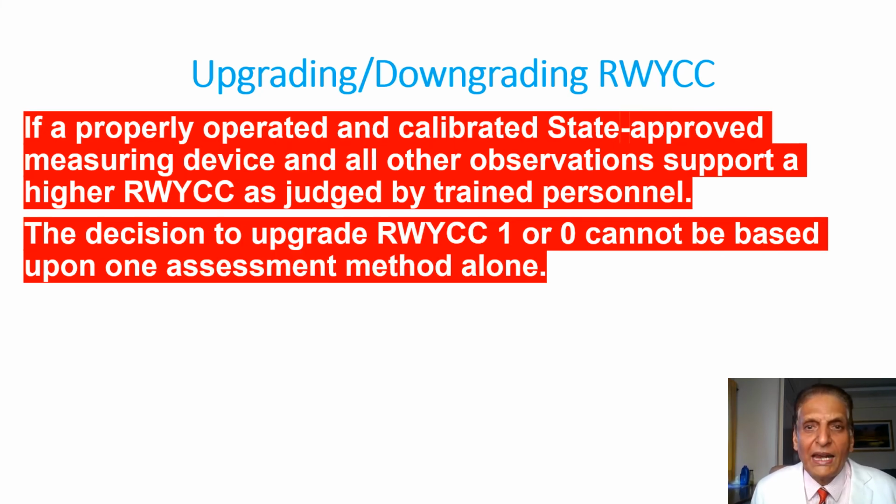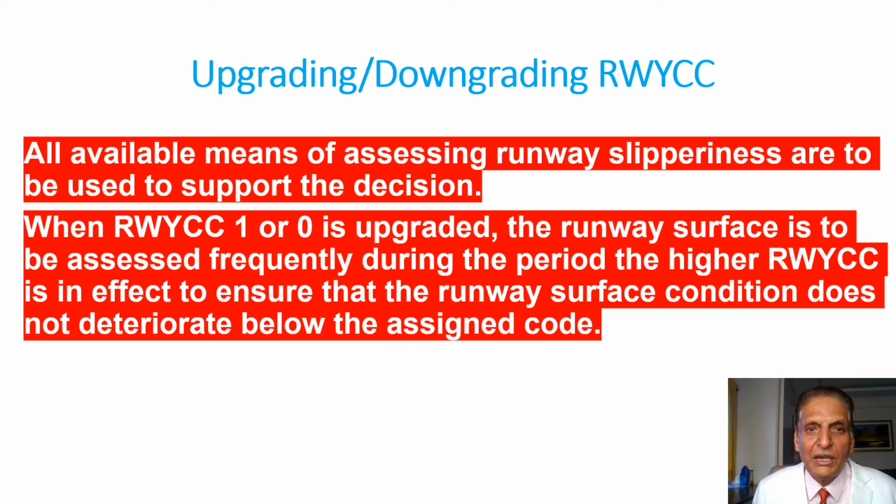If a properly operated and calibrated state-approved measuring device and all other observations support a higher runway condition code as judged by trained personnel, the decision to upgrade runway condition code 1 or 0 cannot be based upon one assessment method alone. All available means of assessing runway slipperiness are to be used to support the decision to upgrade or downgrade. When runway condition code 1 or 0 is upgraded, the runway surface is to be assessed frequently during the period the higher runway condition code is in effect to ensure that the runway surface condition does not deteriorate below the assigned code.